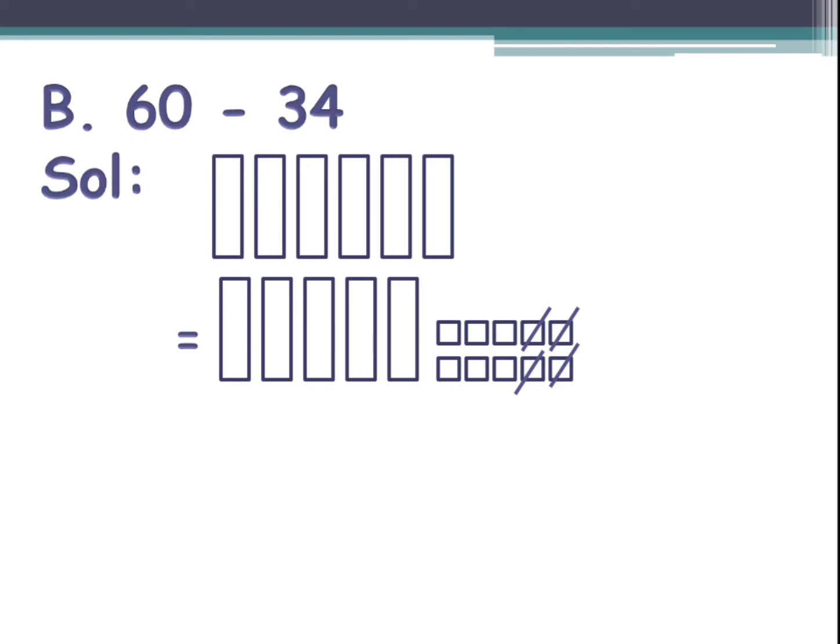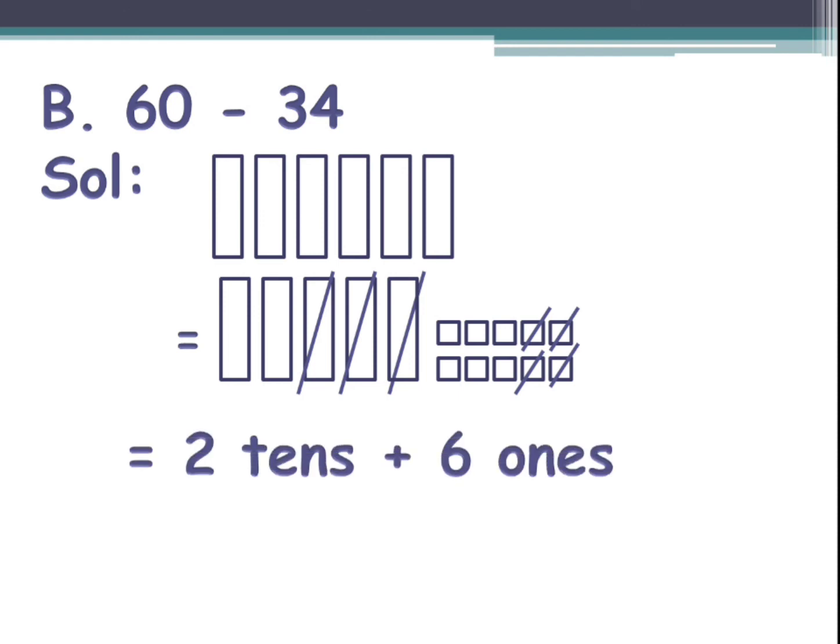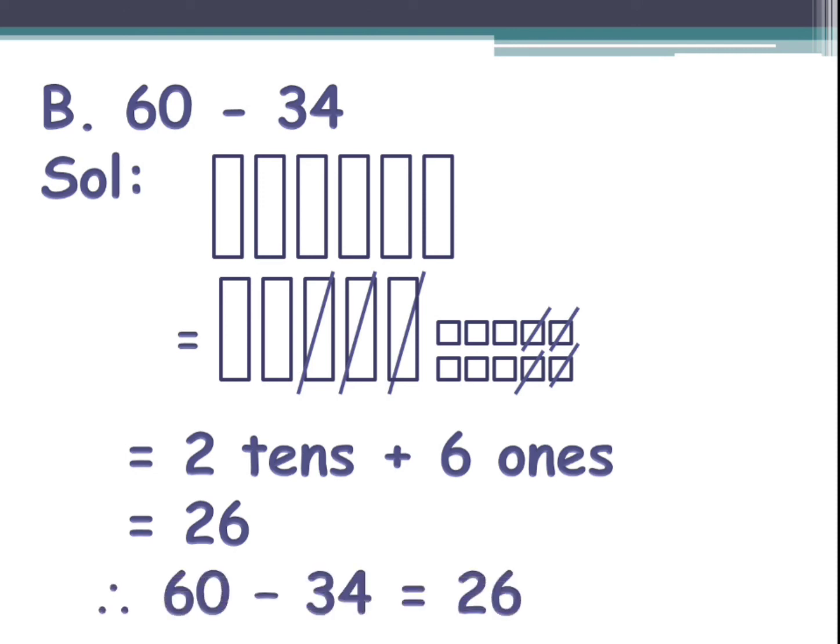Okay. Now coming to tens. How many do we have to strike off? 30 means 3 rectangles we have to strike off. So let's strike them off. Here they go. Now how many rectangles are left? 2 rectangles. 2 rectangles means 2 tens, isn't it? And in ones you have 6 ones. So you will write that. 2 tens plus 6 ones. Now 2 tens becomes 20 and 6 ones becomes 6. The answer will be 26. So what will you write finally? Therefore, 60 minus 34 is equal to 26.